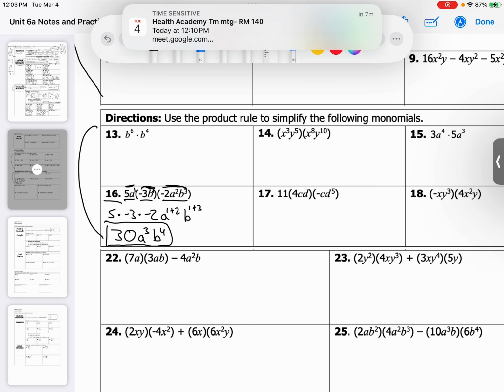So now I'd like for you to work on the rest of these 5 problems. So 13, 14, 15, 17, and 18. Finish these problems, and then you can go on to the last video for the notes to finish out your work for today.